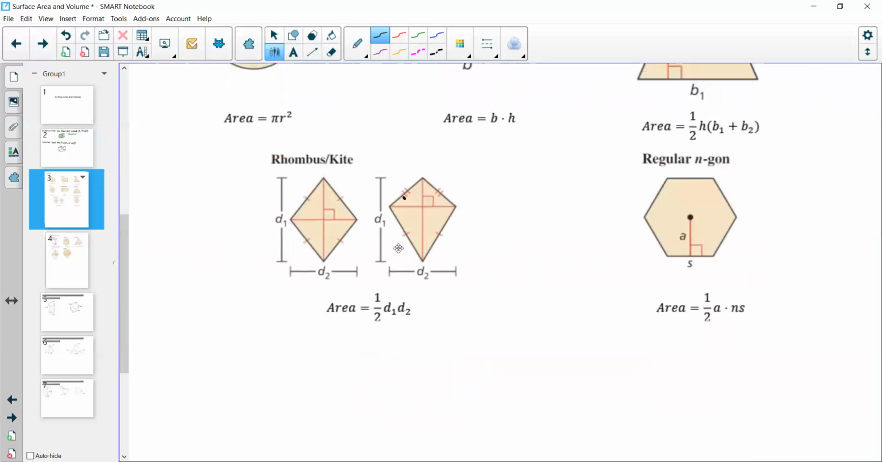A rhombus or a kite is half of the product of their diagonals. And to find the area of a regular polygon, we take the number of sides, n, multiply it by how long one side is, and then multiply that by this distance, and then divide it by 2. The reason why is that it creates these triangles, so we're finding the area of each individual triangle there. It's pretty awesome. Now that does only work with regular polygons, so keep that in mind.